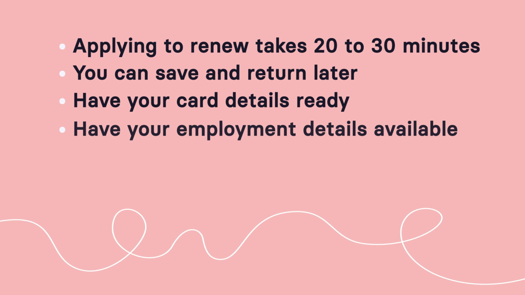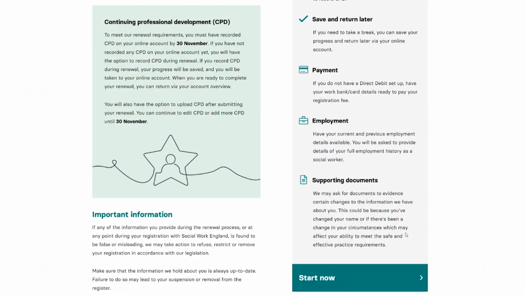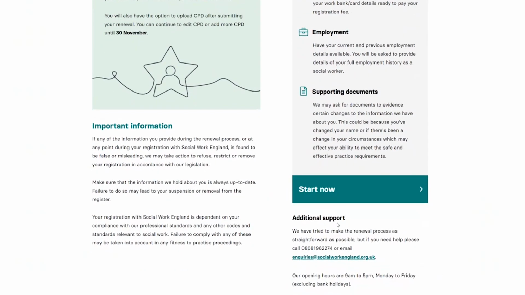You will be asked to provide details of your employment as a social worker for the past 12 months. Number 5. We may ask for documents to evidence some changes to the information we have about you. This could be because you've changed your name or if there's been a change in your circumstances. Number 6. Please don't delay. We recommend renewing well in advance of the 30th of November deadline. When you're ready to start your application, select Start Now.